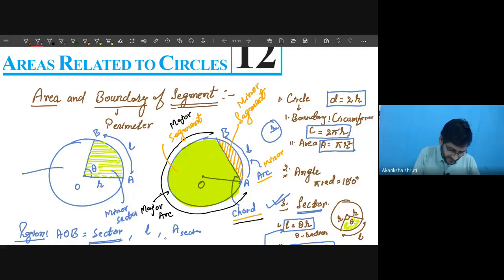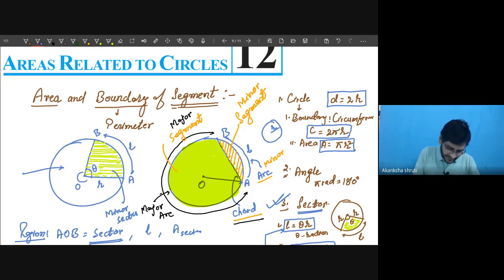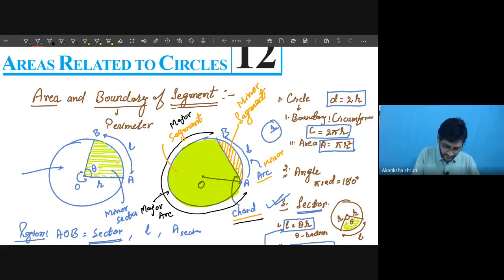and the other sector, this is also the arc and this is the radius, though this angle is greater than 180 degrees, it is 2 pi or 360 minus theta. So this sector is called a major sector.